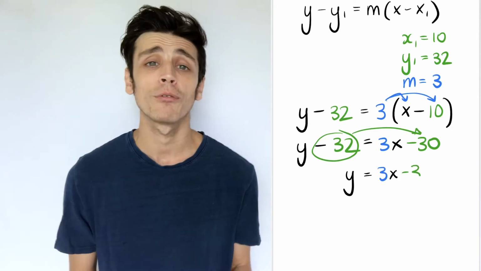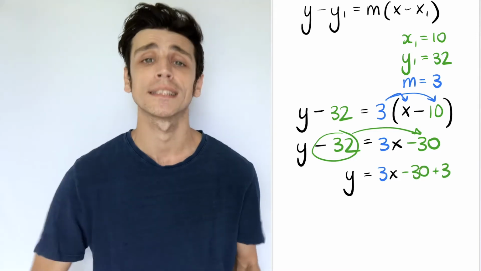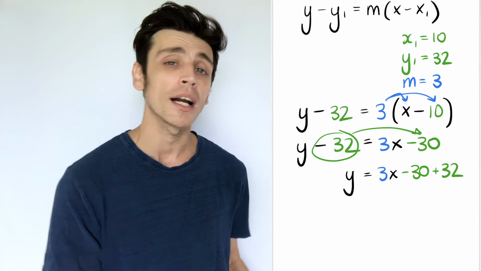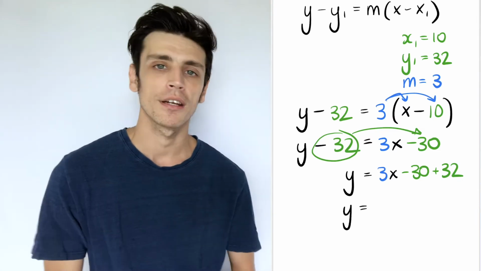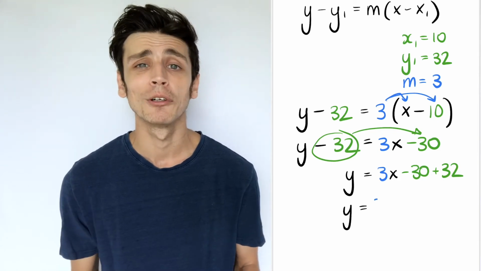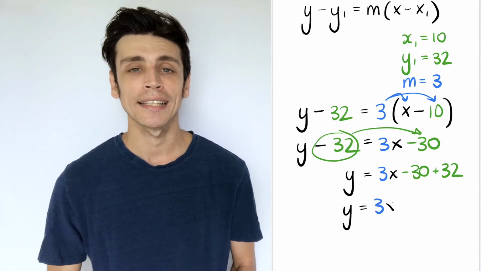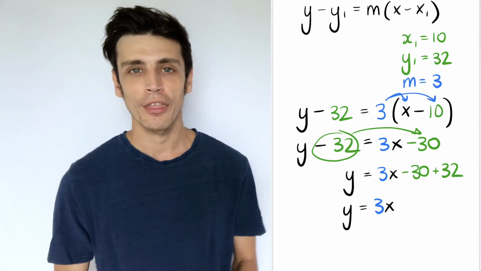Now in algebra, if we take something from one side to the other, it always does the opposite. So if it's minus 32 on one side, when we take it to the other side, it's going to be positive 32. So now our equation will read y equals 3x minus 30 plus 32.